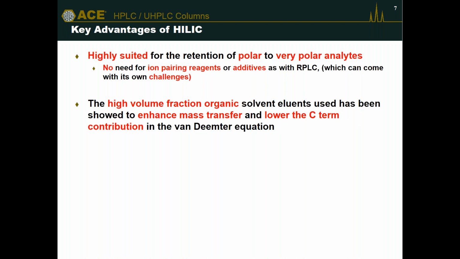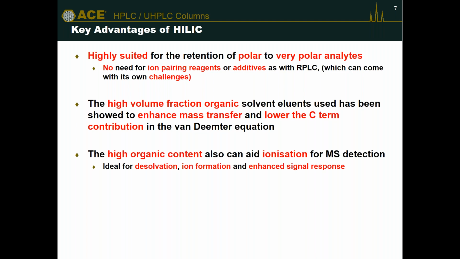Because we use such a large amount of acetonitrile in our mobile phase as standard in HILIC, it's been shown that we get enhanced mass transfer, which lowers the C term in the Van Deemter equation, which means that we get improved chromatography. And also this high organic content can help us with certain detection modes, those evaporative type detection modes such as mass spectrometry or ELSD type detectors. The high organic content is ideal for the process of desolvation and ion formation and so on. So HILIC mobile phases can be very useful in these situations.